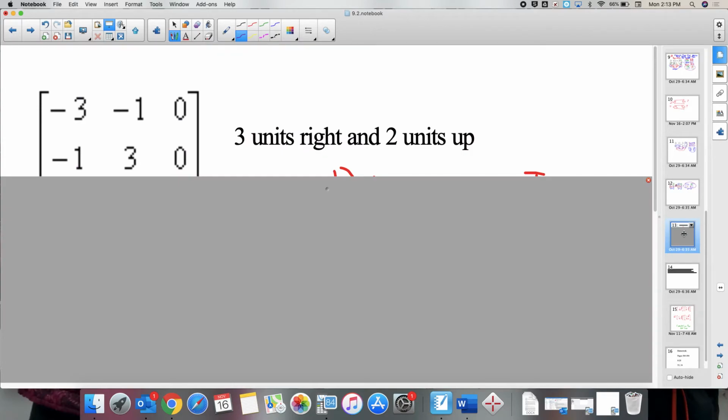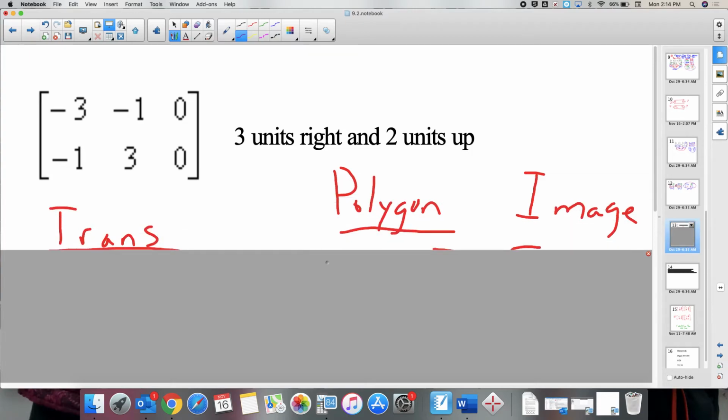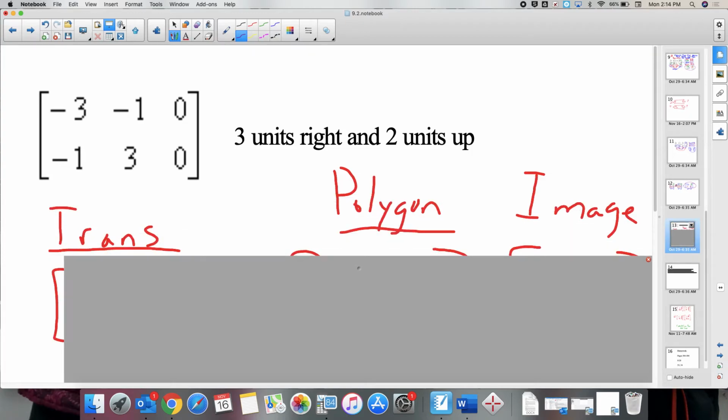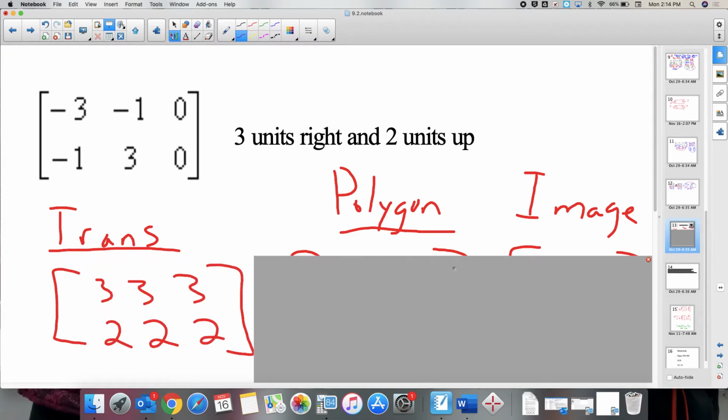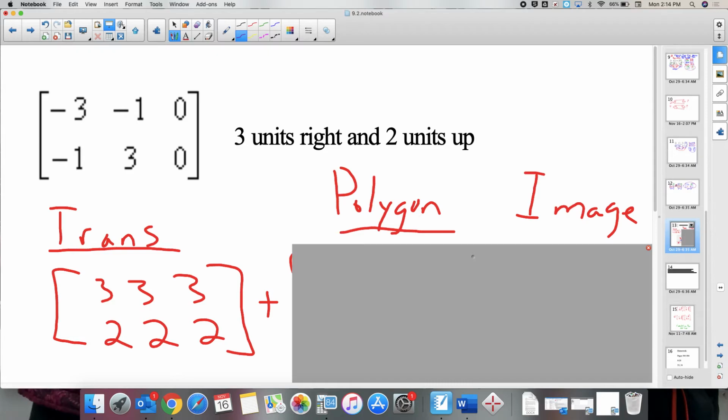Right, next one has you doing those matrix multiplication or matrix addition or subtraction to translate your figure. 3 units right and 2 units up. So we're going to use our translation matrix. It says you're going to add 3 to all the tops, add 2 to all the bottoms. Remember, this is always a plus sign. And then you take care of up, down, left, right with the sign inside your translation matrix.